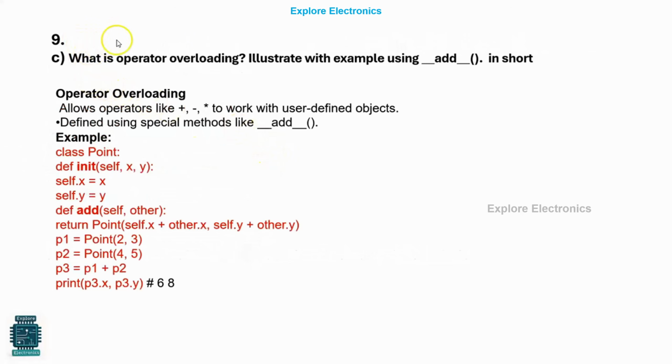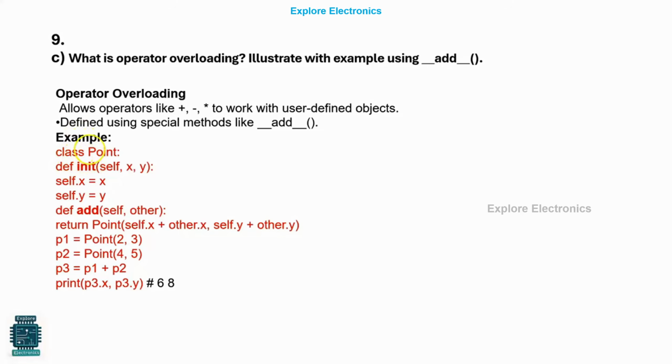And the next question is, what is operator overloading? Illustrate with an example using the add function. Operator overloading allows operators like addition, subtraction, multiplication to work with user defined objects. We use these operators to work with user defined objects. It is defined using special methods like the __add__ method. Let us see an example, class Point.